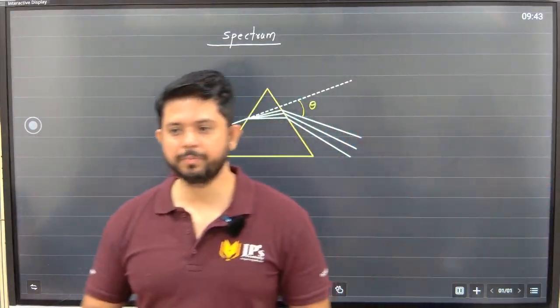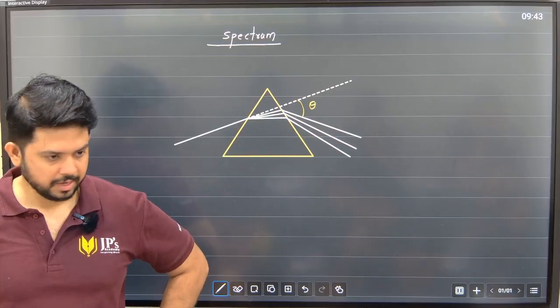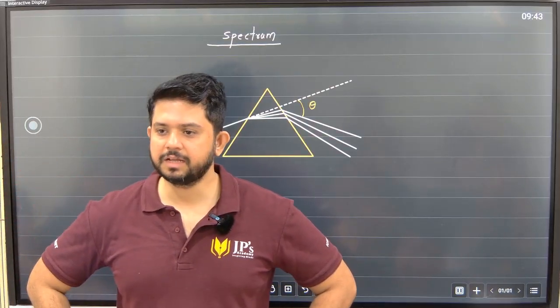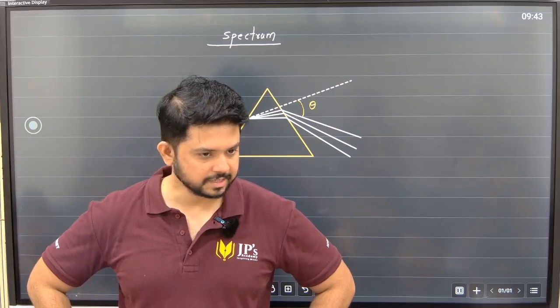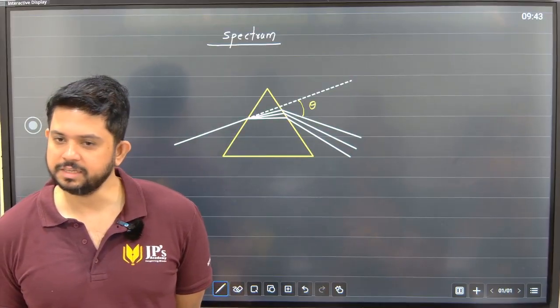We start with the next topic, which is spectrum. Now, I think we all have done spectrum till class 10. Can someone tell me what exactly is a spectrum? Or a basic spectrum that we have all seen.